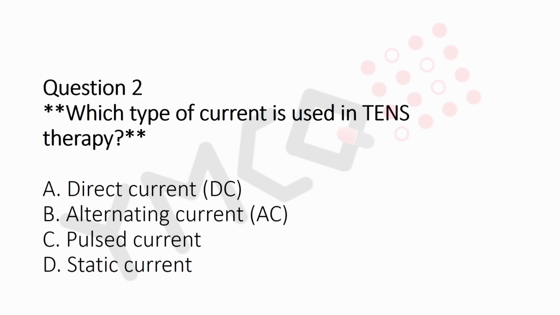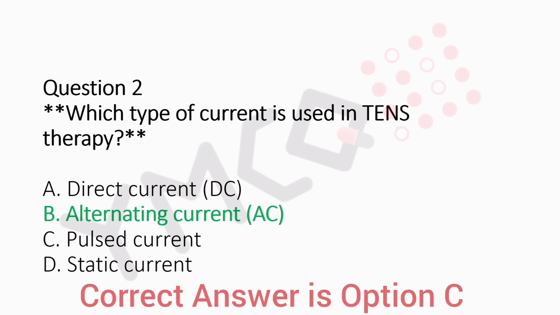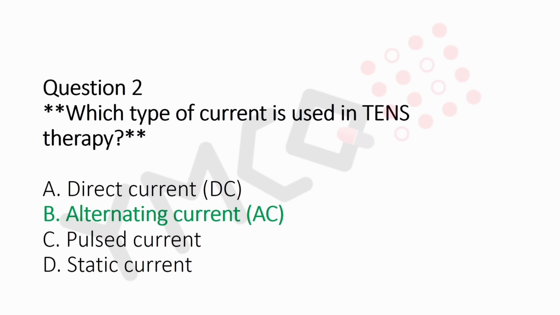Which type of current is used in TENS therapy? Option A, direct current. Option B, alternating current. Option C, pulsed current. Option D, static current. And the answer is... Now let's move to question number 3.